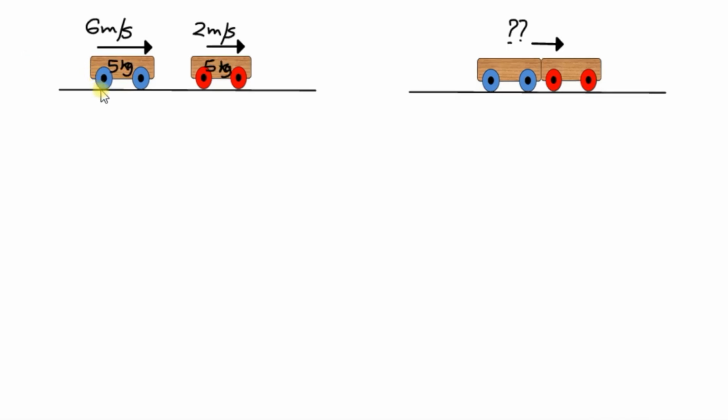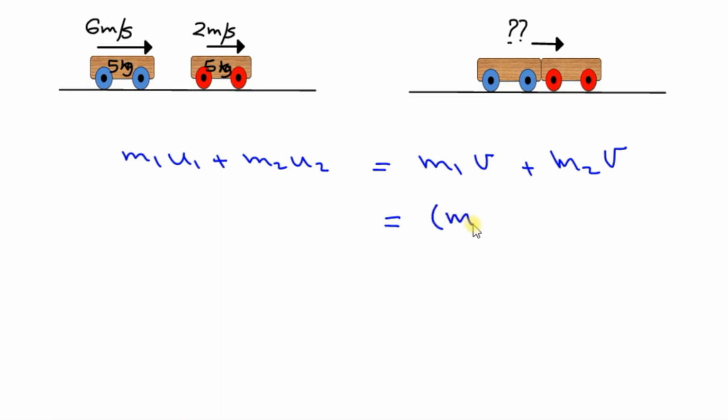Another example here, 5 kg traveling to the right by 6 meters per second hits another 5 kg traveling to the right by 2 meters per second, and both of them get stuck and move together as one. So according to our rule, m1u1 plus m2u2 equals m1v1 plus m2v2. But as we see here, the two bodies are stuck together, which means that they are traveling by the same velocity in the same direction, so it's the same v. So we can take the v here as common, so it's m1 plus m2 times v.